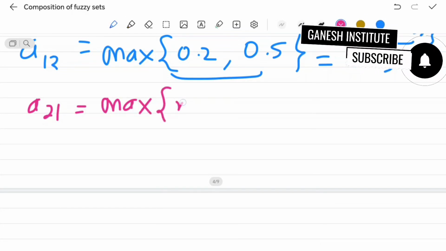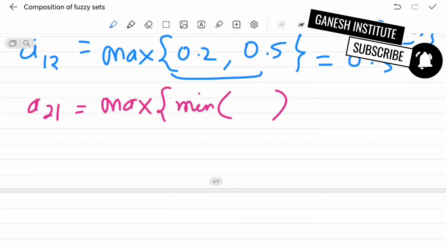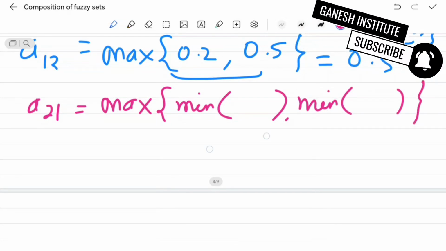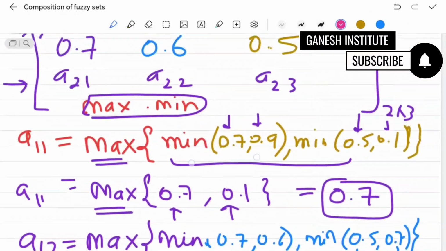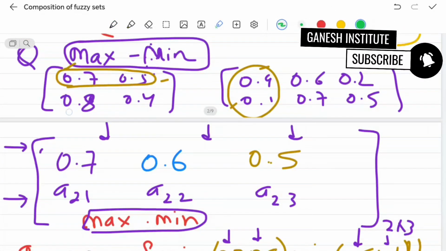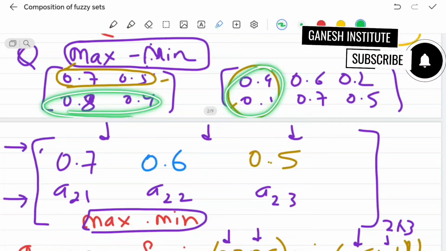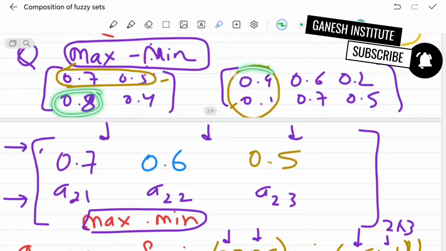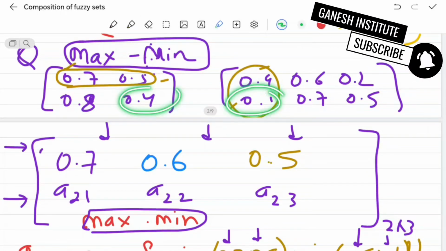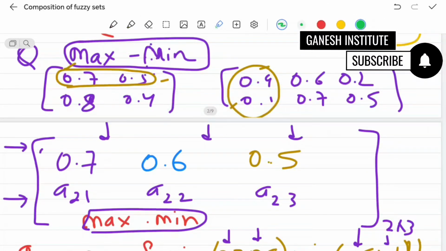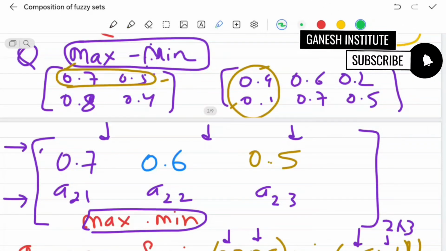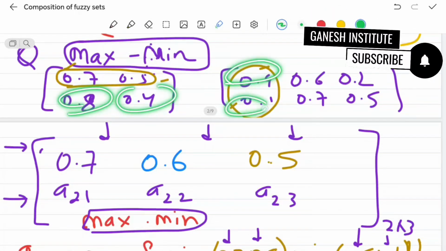Maxima of minima of second row, first column, right? What are the elements in second row, first column? So it is second row, first column, that is 0.8 with 0.9, and 0.4 with 0.1, correct? Because we are considering second row, first column, we will consider 0.8, 0.9, 0.4, 0.1.